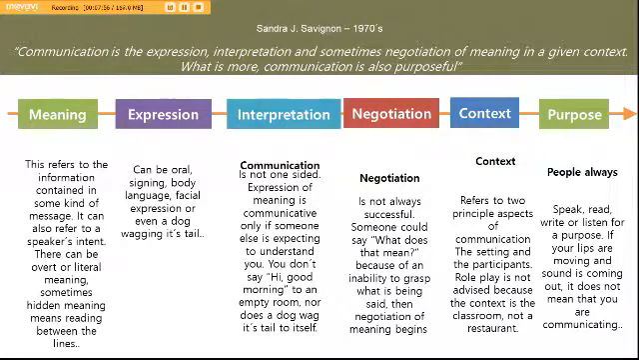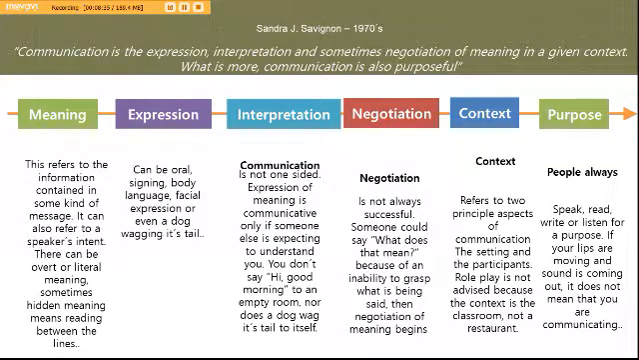So first of all, let's look at meaning. So meaning refers to the information contained in some kind of message. It can also refer to a speaker's intent. There can be overt or literal meaning, sometimes hidden meaning, which involves reading between the lines. For example, I could say, it's 4 o'clock. You might think, okay, it's 4 o'clock. That means let's have a cup of coffee. Or I could say, it's 4 o'clock. I think, oh my, it's 4 o'clock. I'm going to be late for my next meeting. So the meaning, the intent is different, even though I'm using the same sentence.